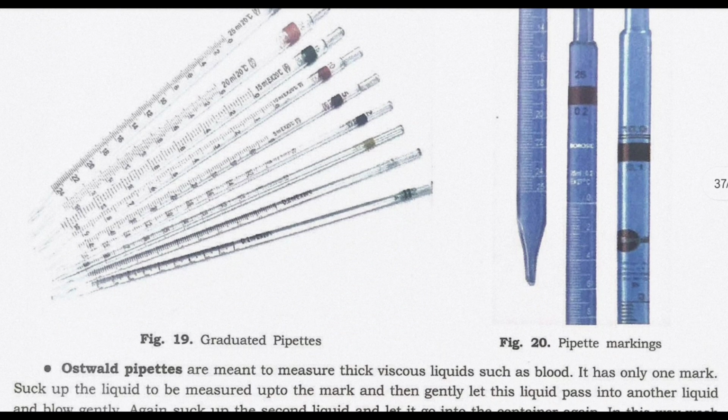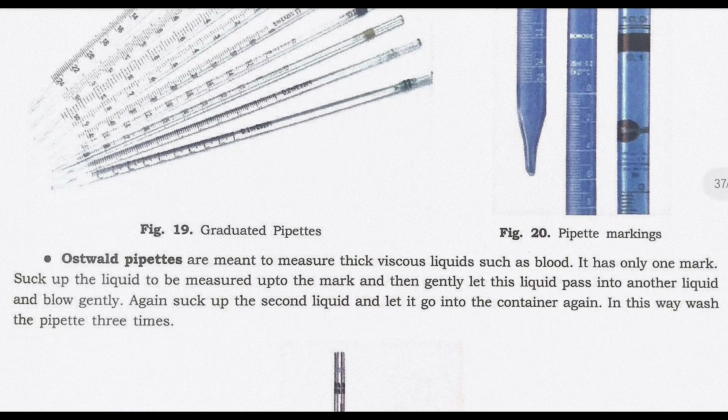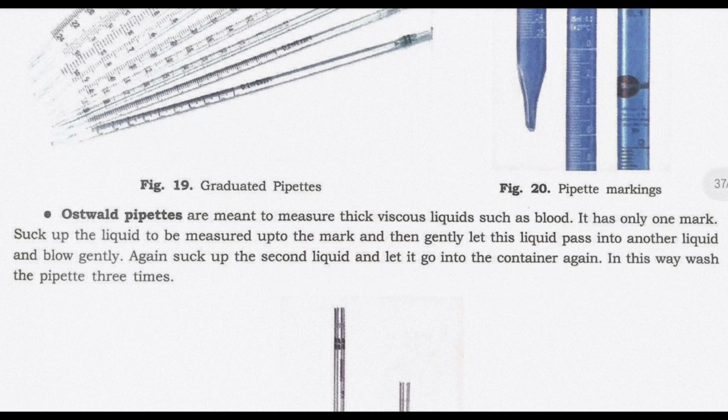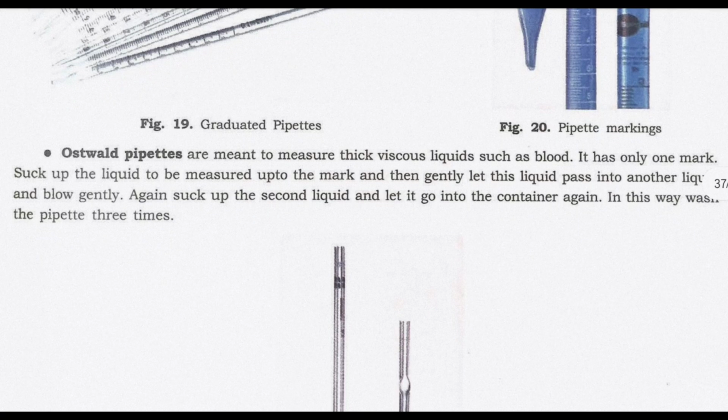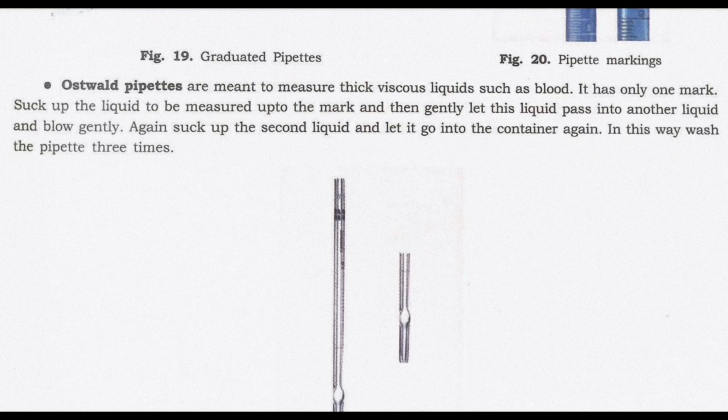Graduated pipette marking. Oswald pipettes are meant to measure thick, viscous liquids such as blood. It has only one mark. Suck up the liquid to be measured up to the mark, and then gently let this liquid pass into another container and blow gently. Again suck up the second liquid and let it go into the container again. In this way, wash the pipette 3 times.